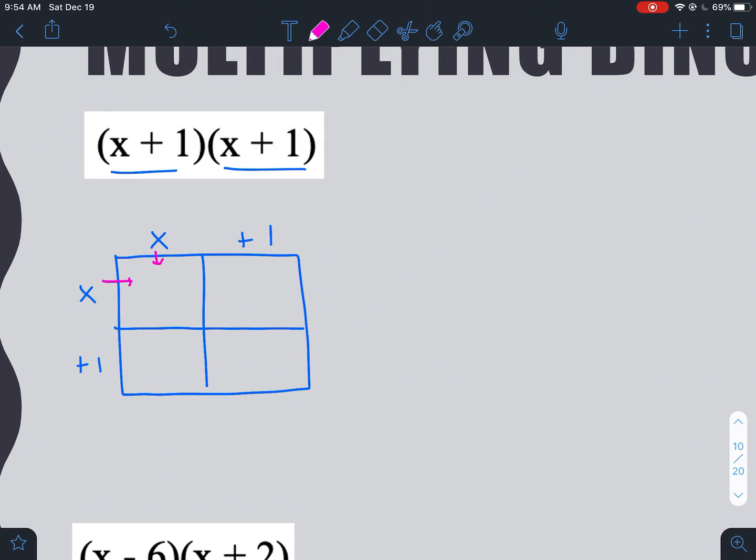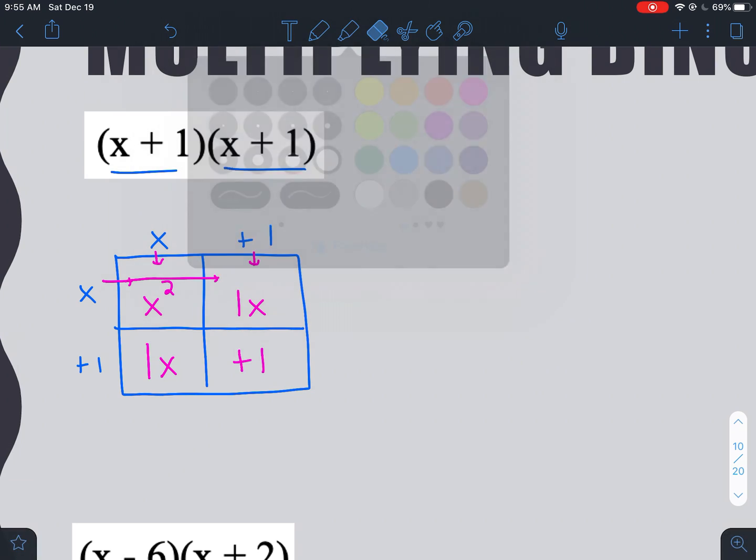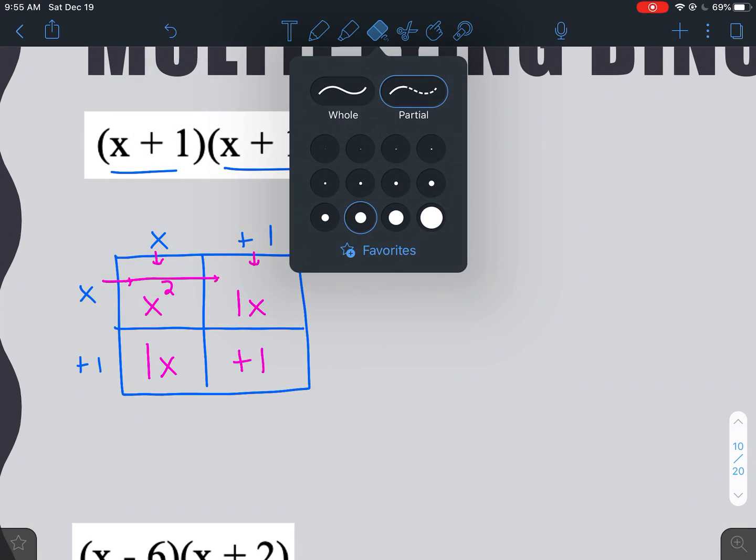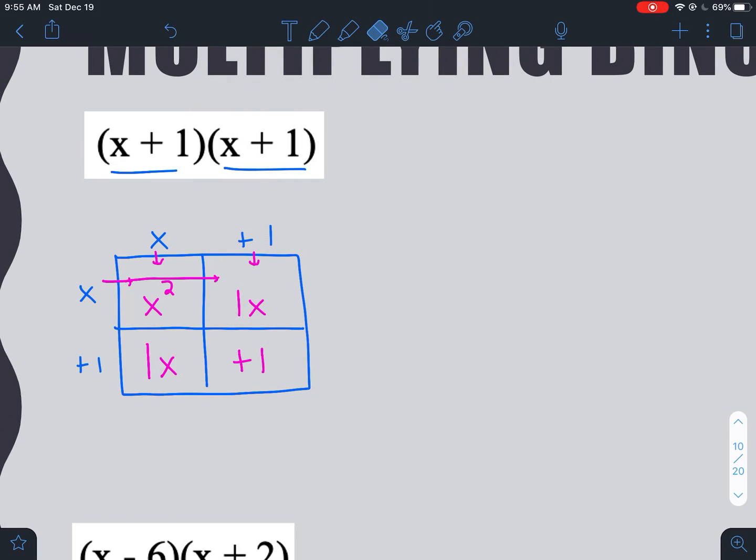And now you just multiply like you would in a multiplication table. So I'm going to take x times x to get my first box. x times x is x squared. To get this second box, I'm going to take x times 1, and x times 1 is 1x. And then same thing here, x times 1 is 1x. And then 1 times 1 is 1. So we get x squared plus 1x plus 1x plus 1.